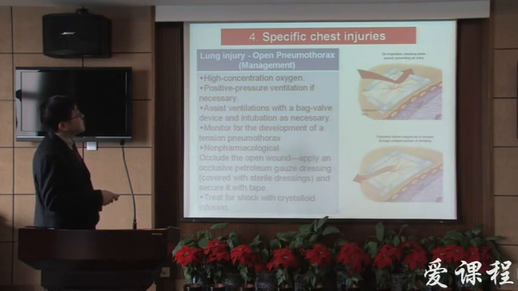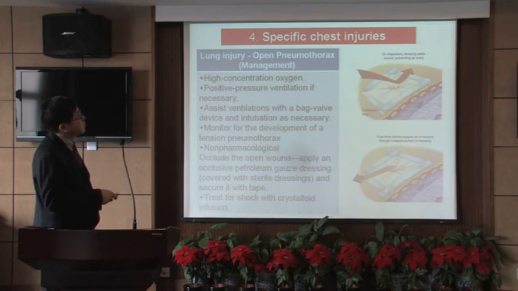Just like this one. This is a wound. This is a collapsed lung. So we should prevent the air entry. We cover it with cloth or other materials so as not to let the air flow into the thoracic cavity.